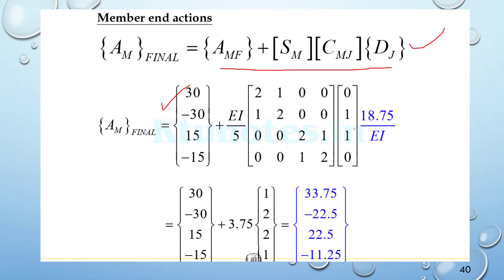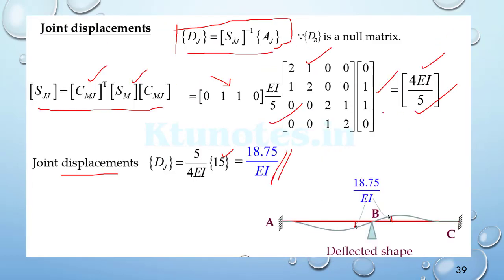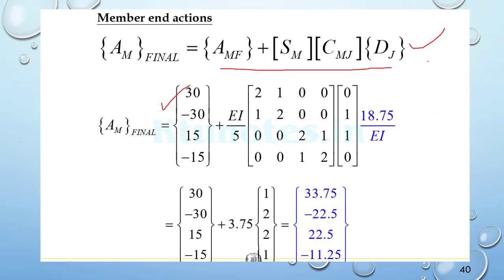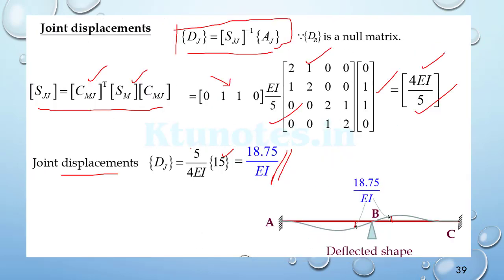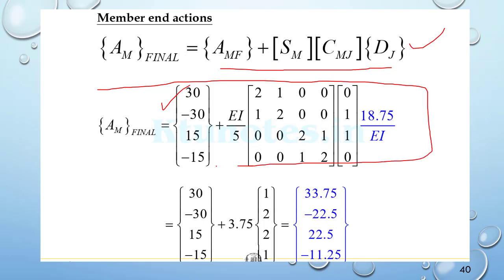Then into CMJ, we have the value CMJ, into DJ will be there, which we have found from the previous slide, 18.75 by EI. So multiplying all those things will give you the AM final value, which is equal to 33.75, minus 22.5, 22.5 and 11.25.